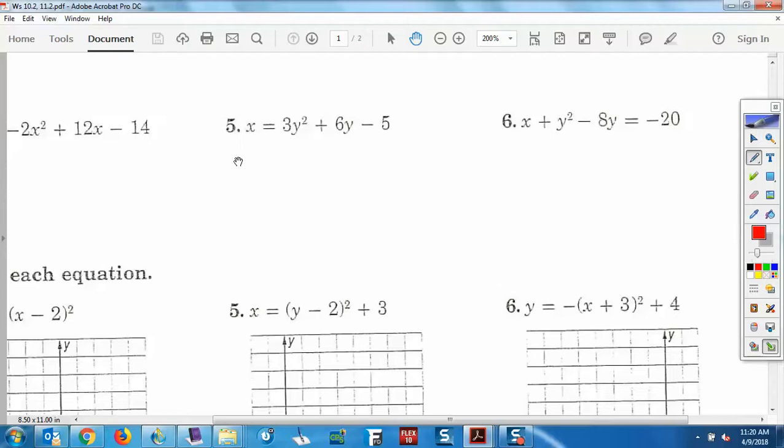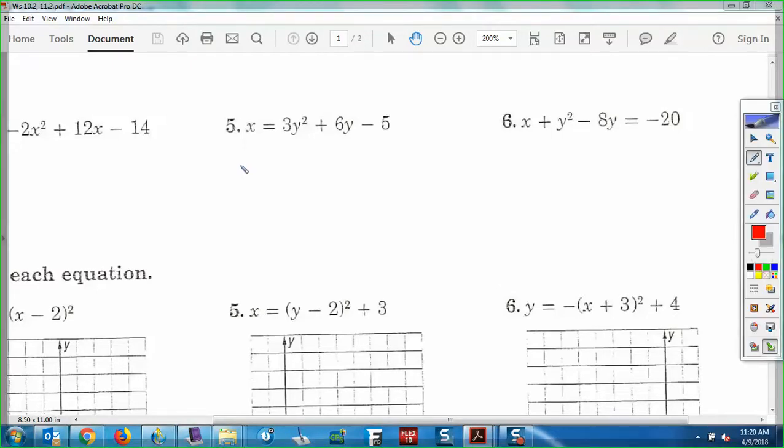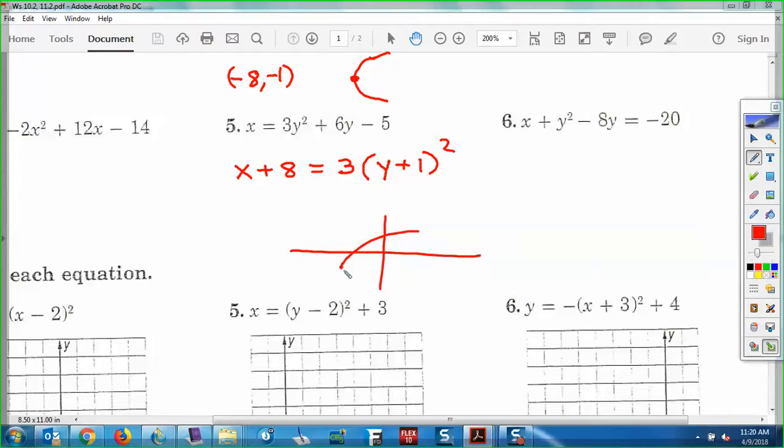It was x plus 8. Yes. Yes. Yes. I was trying to do that in my head, and I was missing something. And then this is a 3, and then y plus 1 quantity squared, I think is what you should end up with on that one, which is a sideways opening parabola. The vertex would be -8, -1, right? So -8, -1 would be down here.